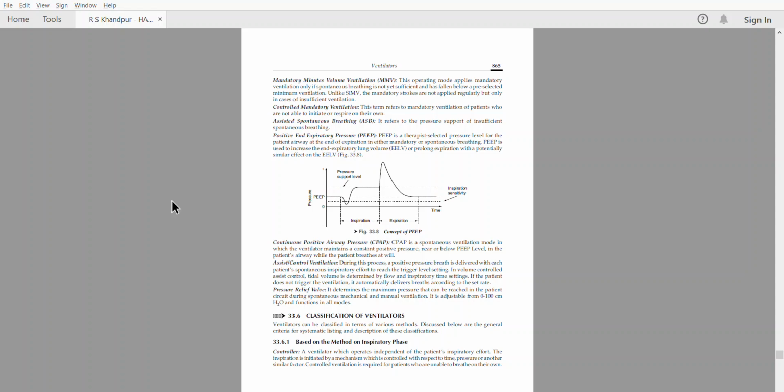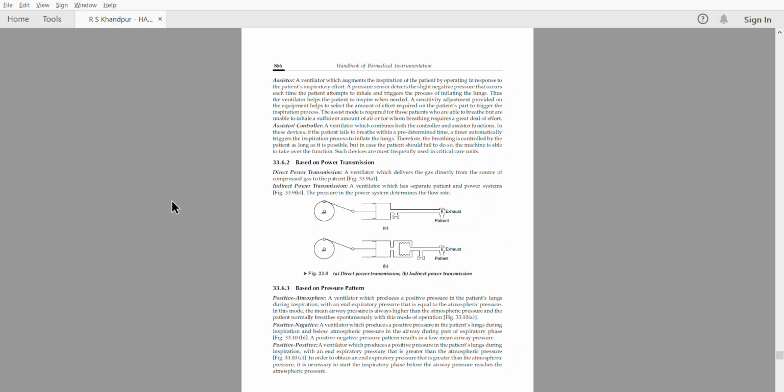Okay, classification of ventilators. Ventilators can be classified by various methods. Discussed below are general criteria for systematic classification of ventilators based on the inspiratory phase. A controller is a ventilator which operates independent of the patient's inspiratory effort. The inspiration is initiated by a mechanism which is controlled with respect to time, pressure, or another similar factor. Controlled ventilation is required for patients who are unable to breathe on their own.